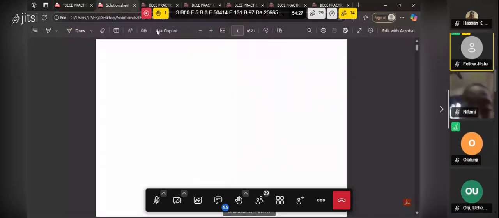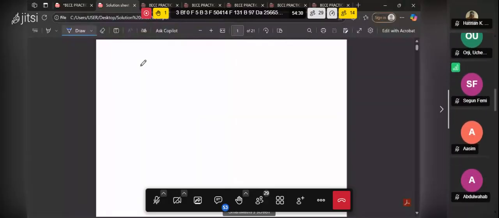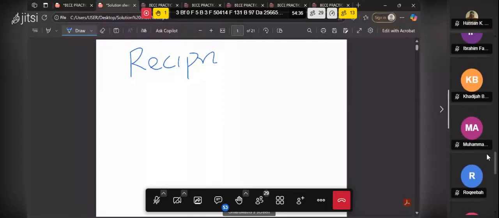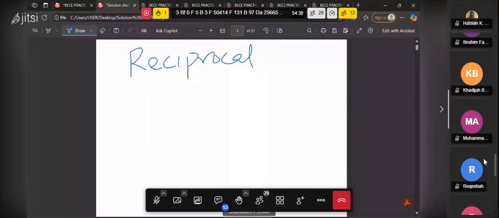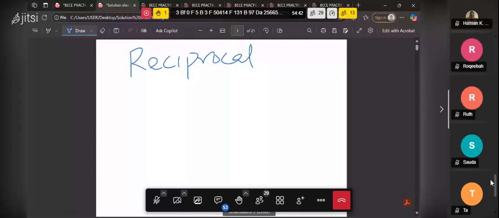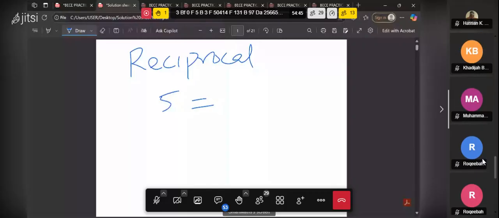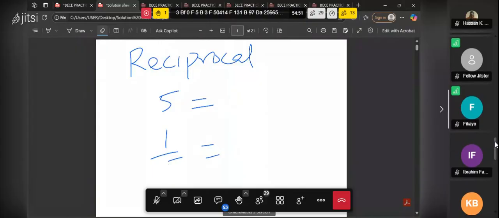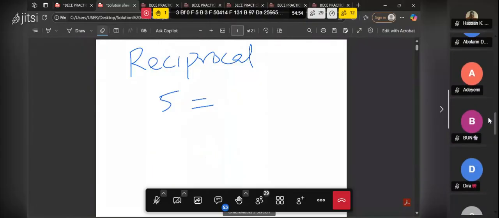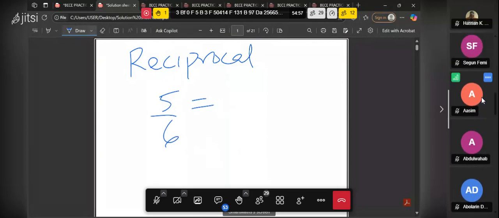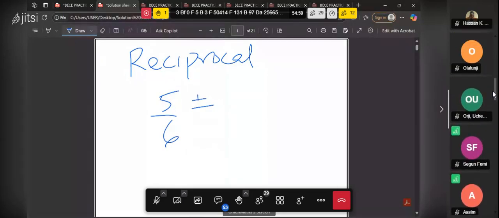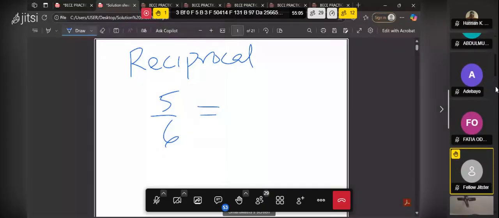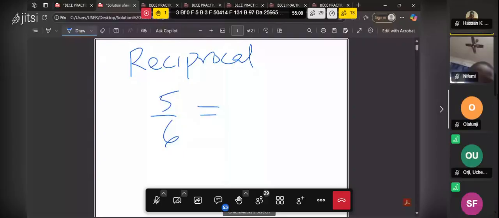So you want to find the reciprocal. The meaning of reciprocal is the inverse of something. If I ask you to find the reciprocal of 5, it means the inverse of 5, which is going to be 1 over 5. If I give you 1 over 5, find the reciprocal, it's going to be 5. We just switch. If this number is 5 over 6 and they ask you to find the reciprocal of this fraction, you are expected to change the denominator to numerator and numerator to denominator.